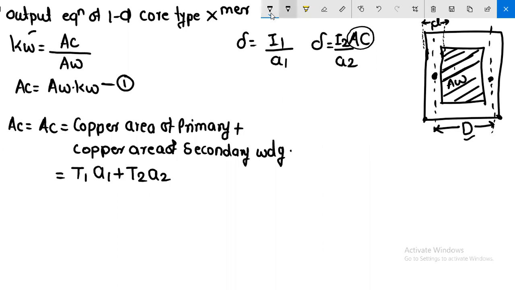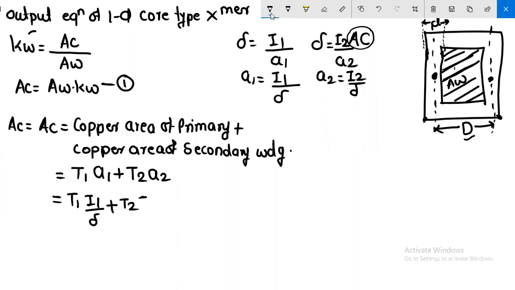So from this equation, if I have to find the value of A1, that is I1 divided by delta. And if I have to find the value of A2, that is I2 divided by delta. So put that value here. I am putting T1 into A1, that is I1 divided by delta, then T2 into I2 divided by delta. So what can I take common from here? That is delta. That is 1 upon delta into the bracket T1 I1 plus T2 I2.